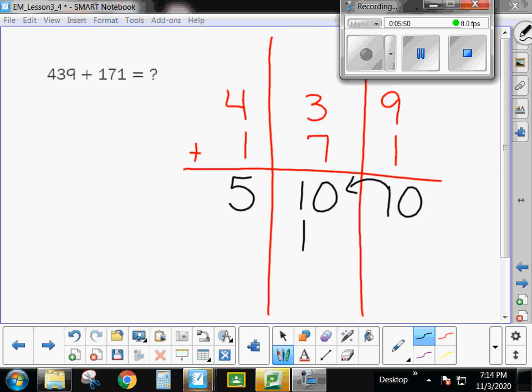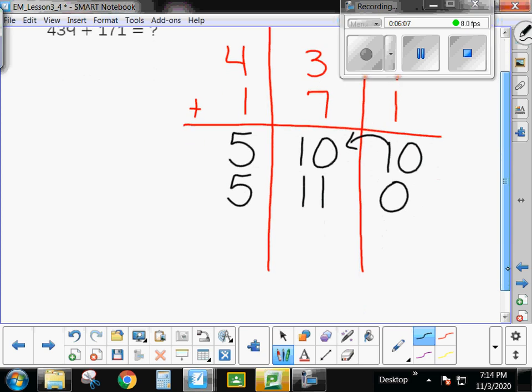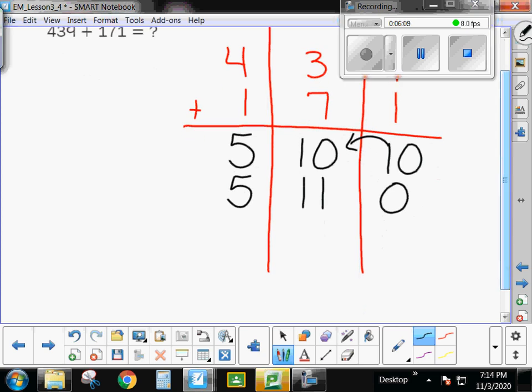Now I have 11 tens. Now I have 0 ones because all I had were 10 ones. So I traded those 10 ones for a 10. All right, and I'm just going to go ahead and drop down my 5. Always just keep dropping down the digits as you go. All right, so now I'm still not done.